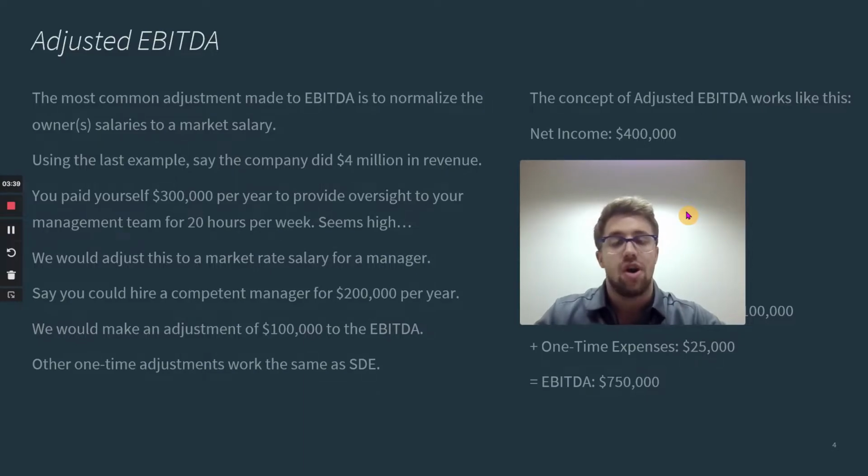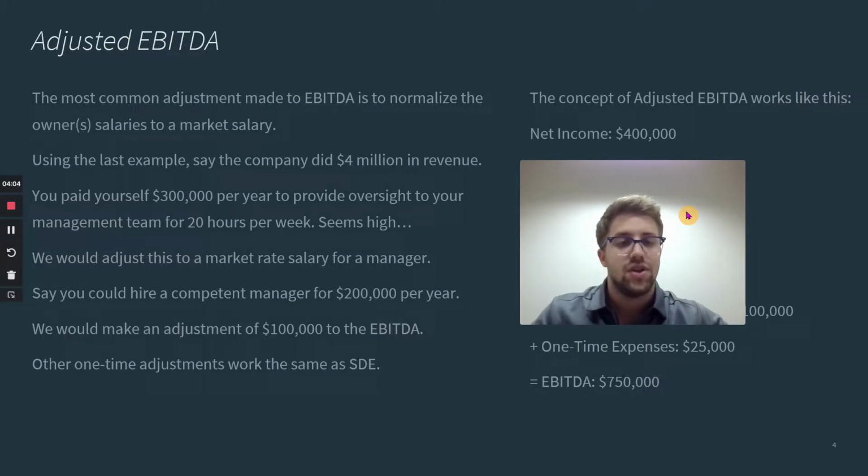The most common adjustment that you make when going from EBITDA to adjusted EBITDA is the owner's salary. In the last example, we had that company doing $750,000 in EBITDA. Say that company did $4 million in revenue, and say that you paid yourself $300,000 a year to do that 20-hour-a-week role. That seems a little bit high, in my opinion.